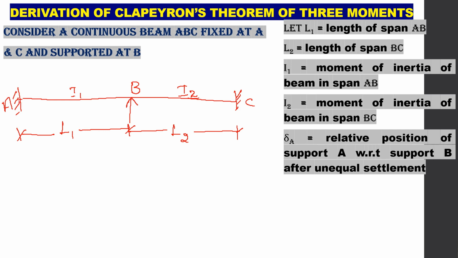So, when we consider the spans AB and BC, that is, two consecutive spans or three consecutive supports A, B, C, the center support is B, and the relative position of the support at A, that means the end support, the relative position of the support A with respect to B, is taken as delta A, and the relative position of C with respect to B after settlement will be taken as delta C.